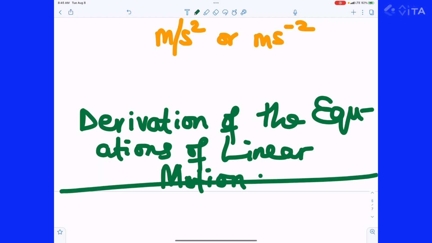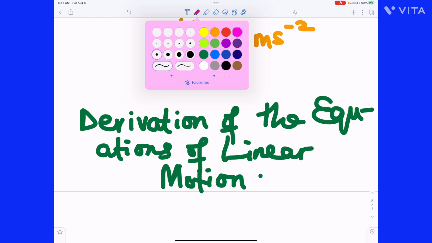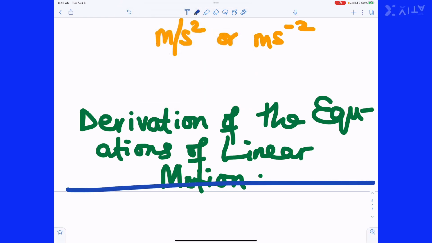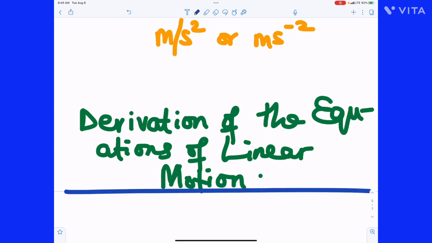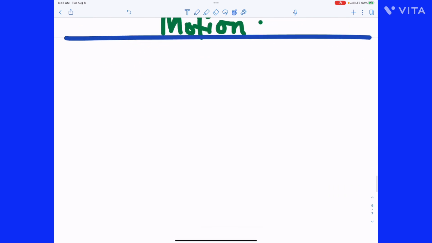Derivation of the equations of linear motion. Let me change the ink of my pen. Derivation of the equations of linear motion.